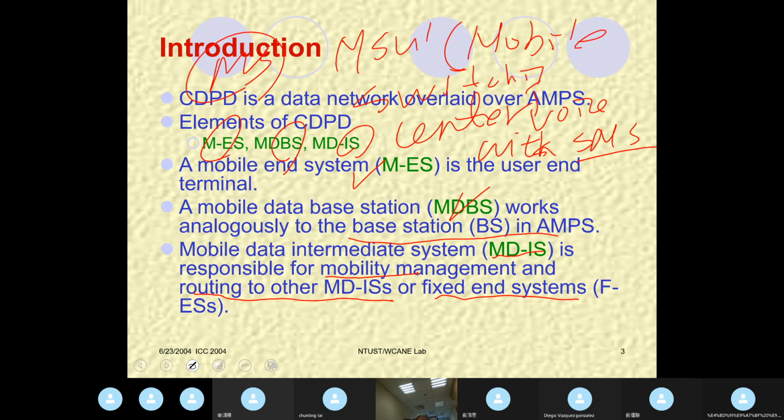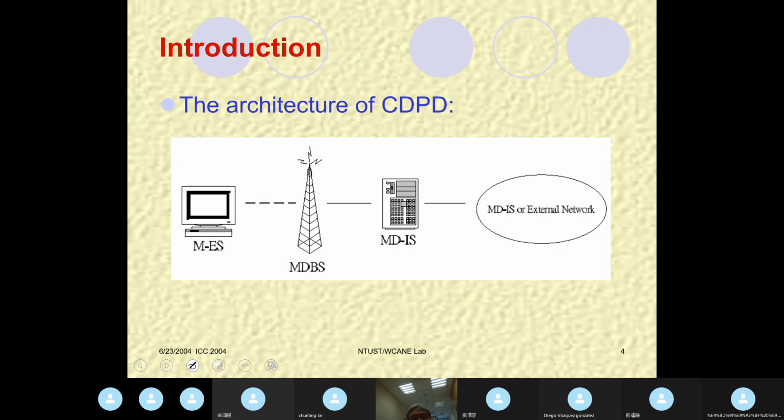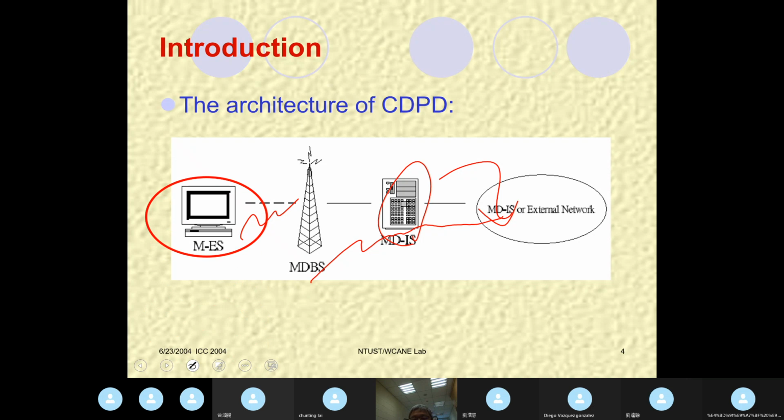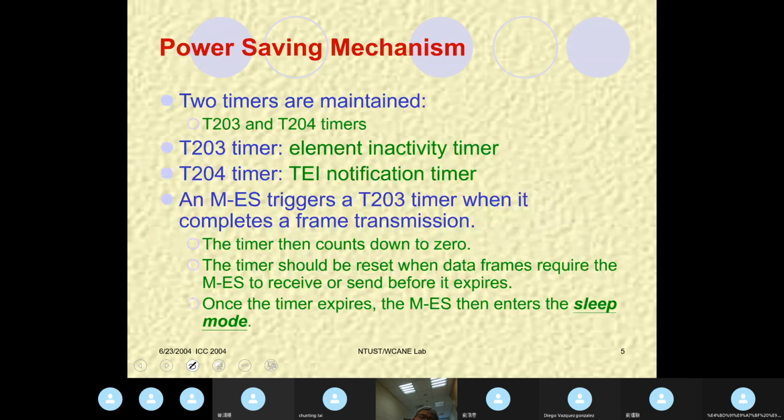All right, so CDPD is a data network. Right now, we have 4G and 5G. Similar to the data network, we need to consider the power saving mechanism for sure. Okay, so here we have the architecture, with the air interface and wireline to the intermediate system, so to the other intermediate systems or external network. But the paper focuses on the air interface, the mobile end system, and the mobile data intermediate system. That's all.